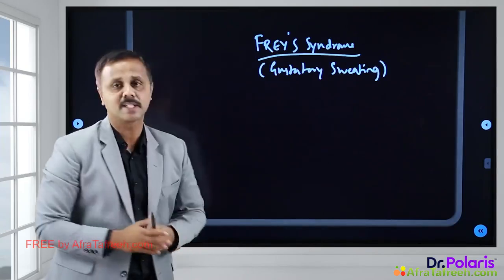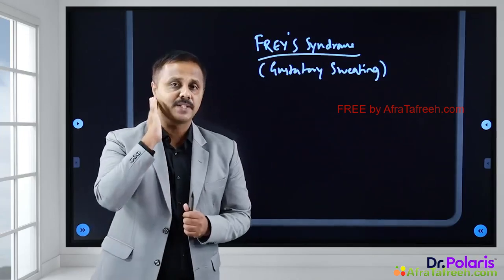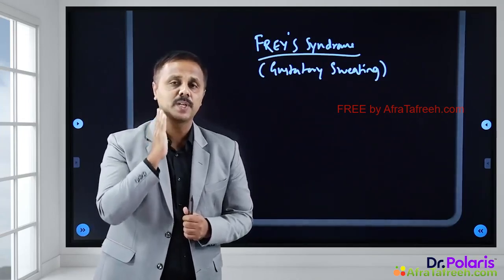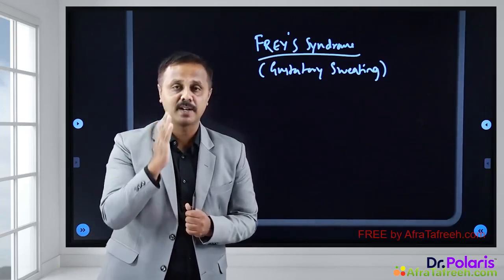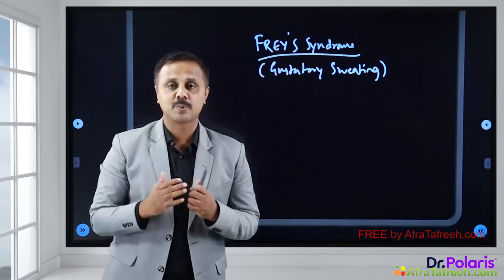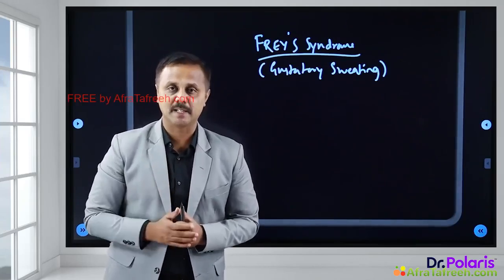What exactly happens in Frey syndrome? The people with Frey syndrome will have secretion of sweat over the region of the parotid. That is, the skin over the parotid will become red and there will be extreme sweat secretion. And this occurs particularly while eating a meal.